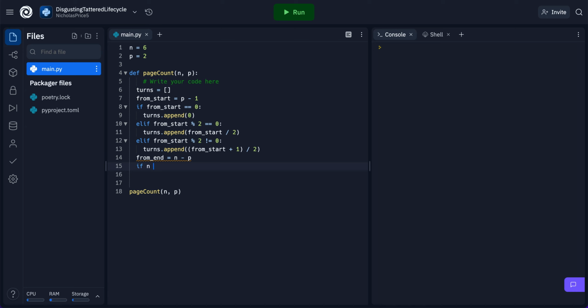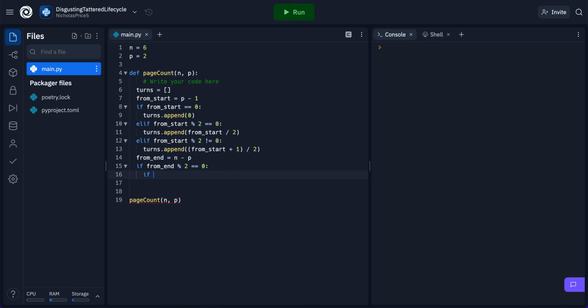So let's start out with just, because I like the equals always first, sorry, not if n. If from end modulo 2 equals 0, that means that the book is ending on an even page. So if a book ends on an even page, we've got a couple different scenarios. Let's say that n and p are equal. Book ends on page 8, and the page we're looking for is page 8.